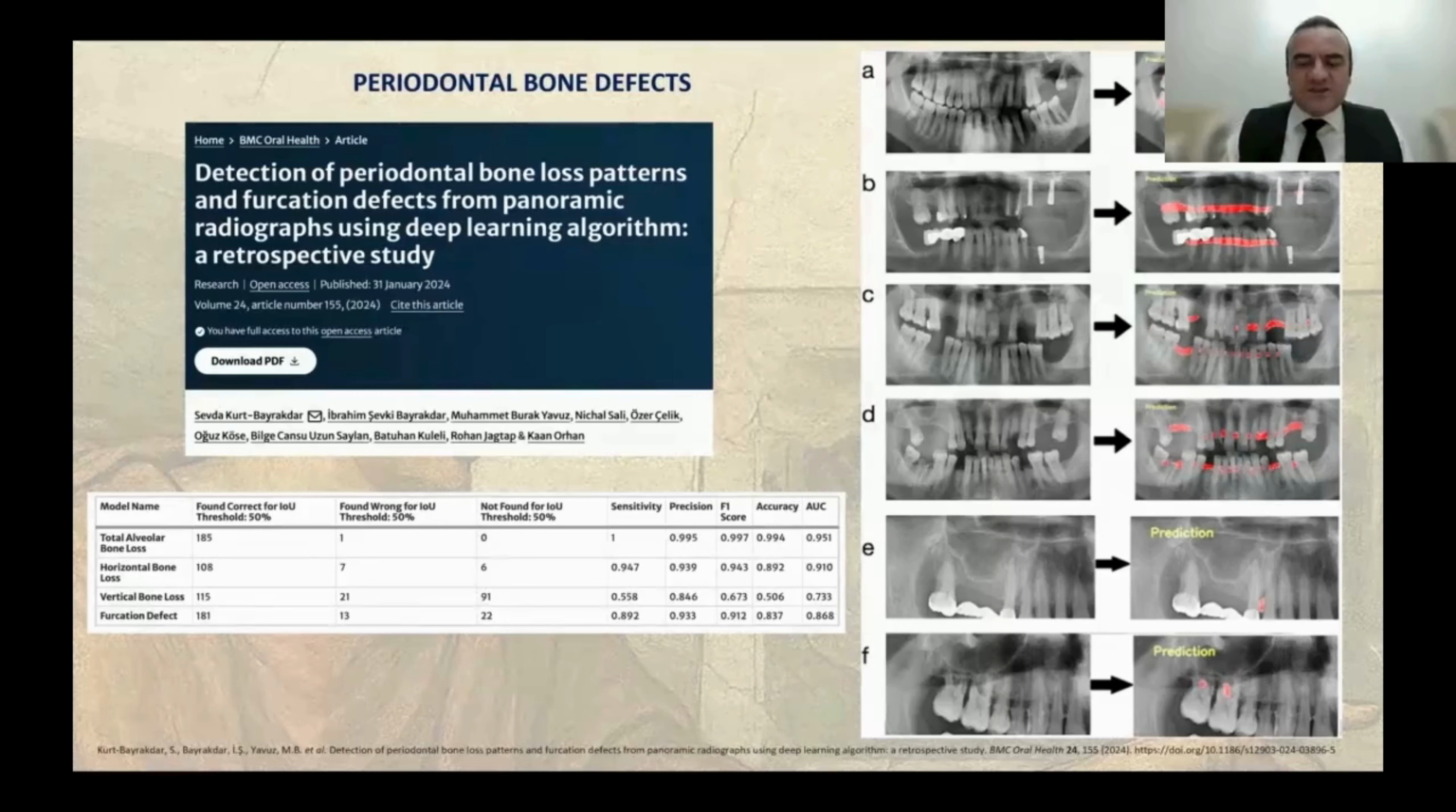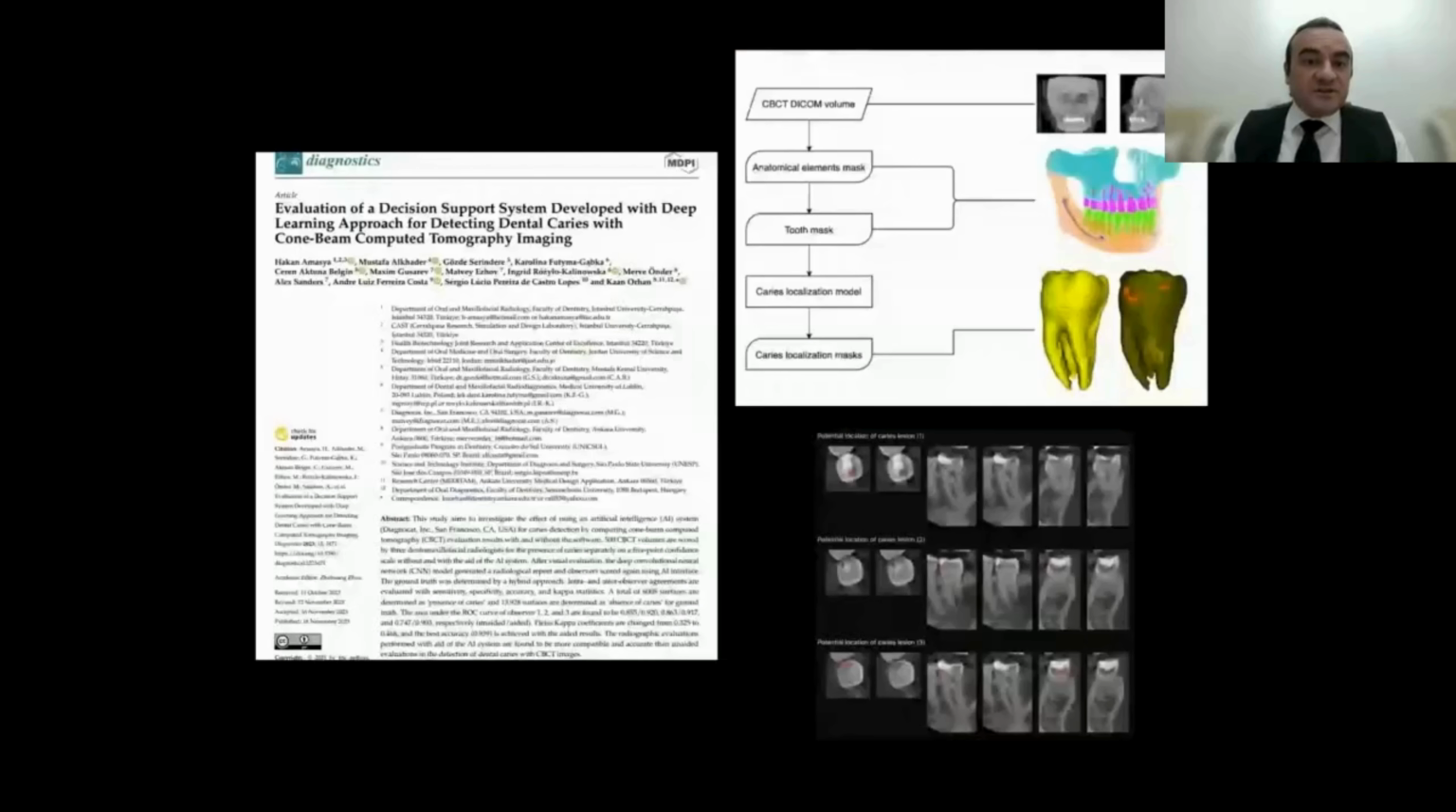Because when you tell patients, you have this and that, you have a caries lesion, a periapical lesion, or an alveolar bone lesion, most of the time they don't understand anything. But when you have a segmentation, a colored representation of the diseases, then your patients start to understand. So we also performed different kinds of studies on caries detection and periodontal bone loss detection.